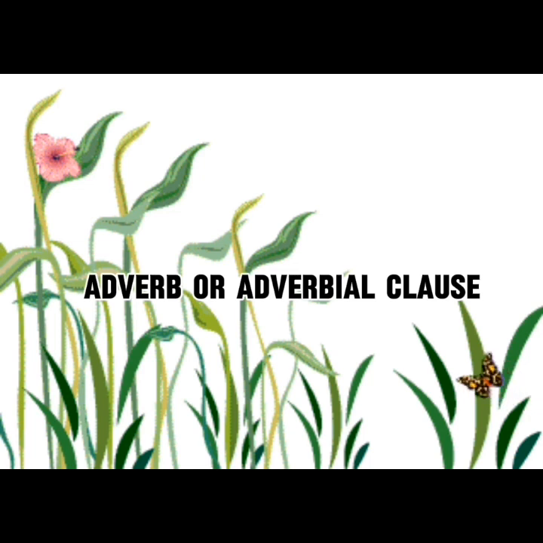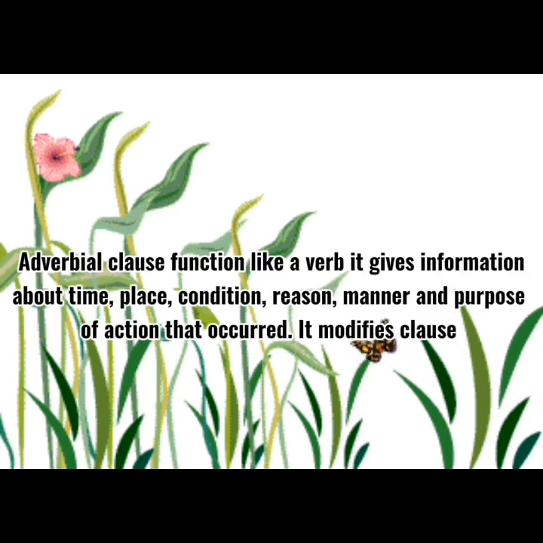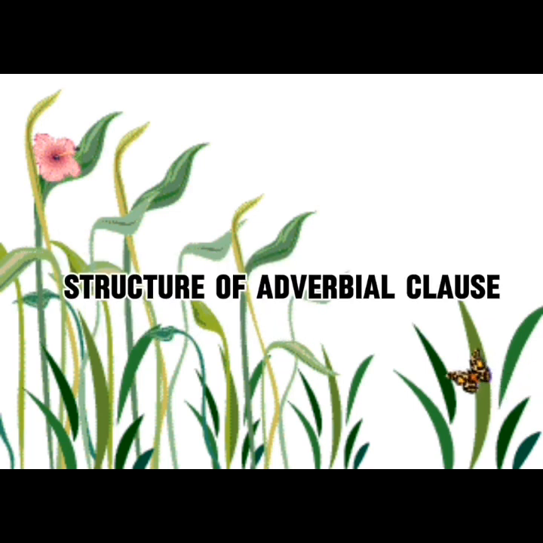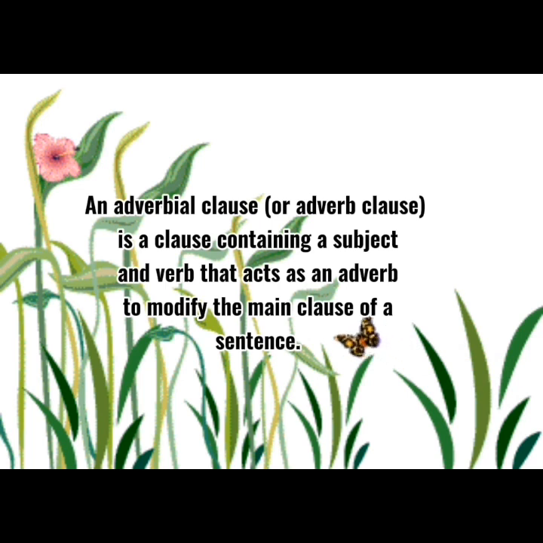Adverb or adverbial clause. An adverbial clause functions like an adverb. It gives information about time, place, condition, reason, manner and purpose of the action that occurs. It modifies the clause. Structure of adverbial clause. An adverbial clause or adverb clause is a clause containing a subject and verb that acts as an adverb to modify the main clause of a sentence.